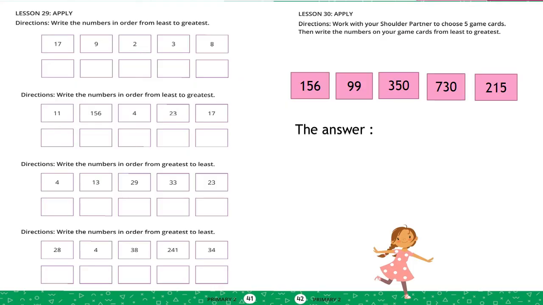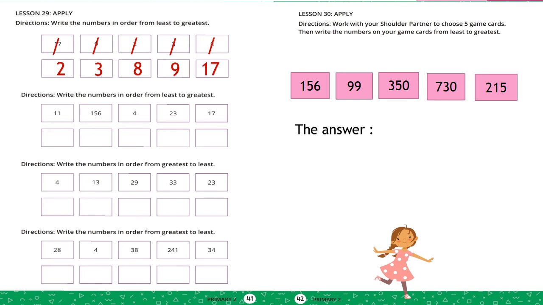Now page 41 and 42. Lesson 29. Write the numbers in order from least to greatest. It means ascending order. Then, which is the smallest number here? 17, 9, 2, 3, or 8? The smallest number is 2. Then write 2 and cancel it. And write 3 and cancel it. And write 8, cancel it. We have 17 and 9. Write 9 and cancel it. And the last number is 17.